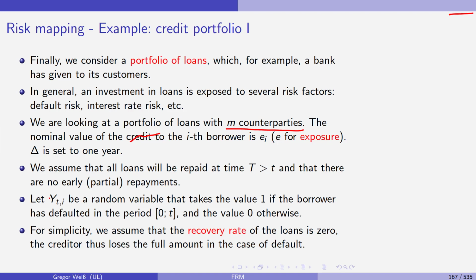Then Y of TI is a random variable that takes on the value 1 if the borrower has defaulted and 0 otherwise. So we have credit risk in the form that a loan can default or it will not default. We also, for simplicity, assume that the recovery rate is 0. So if it's lost, it's lost.